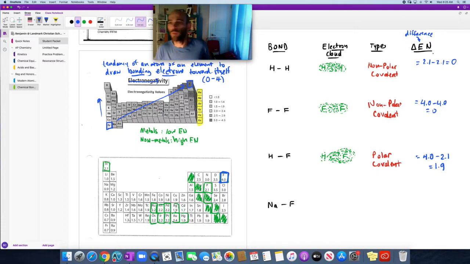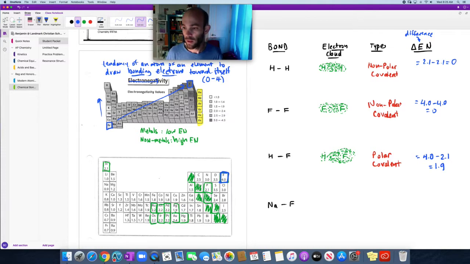Okay, and when we do difference, it doesn't matter which number we subtract from the other, we just take the absolute value of the difference. So subtract the 2 numbers. If you want to, just subtract the smaller one from the bigger one. What's the difference between those electronegativity values?